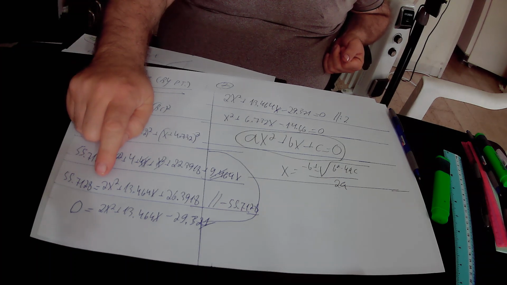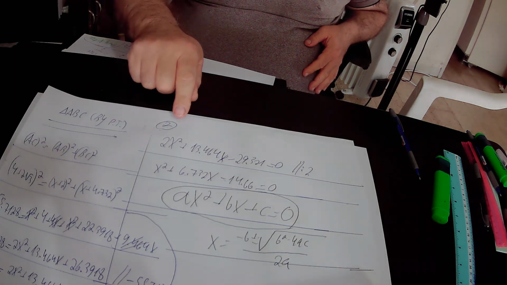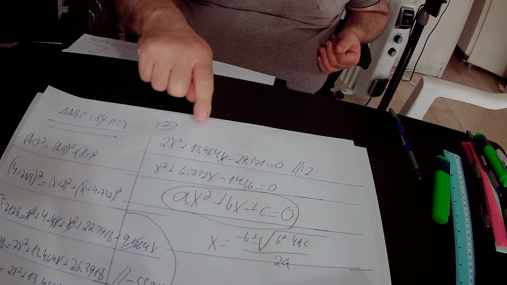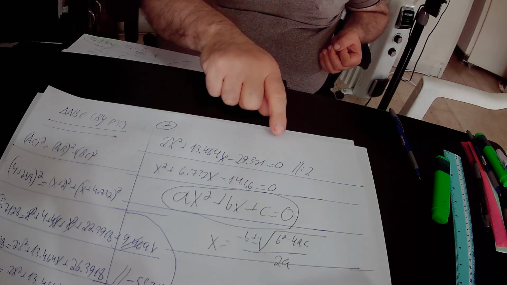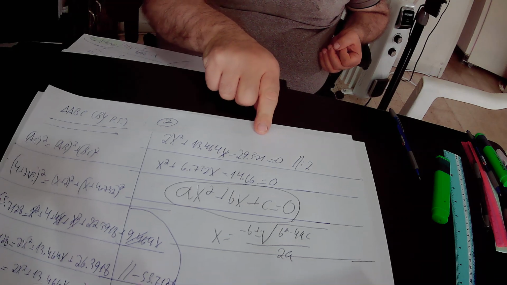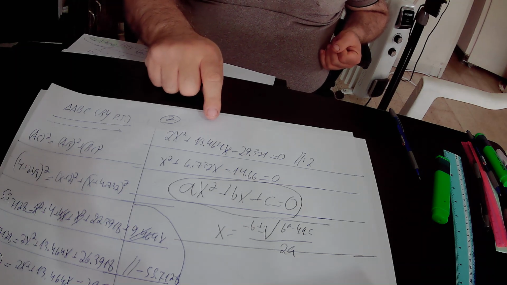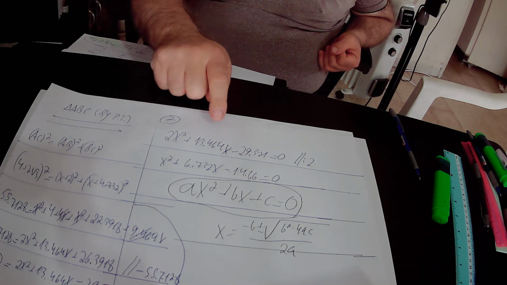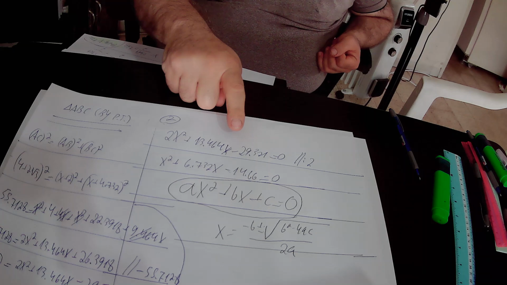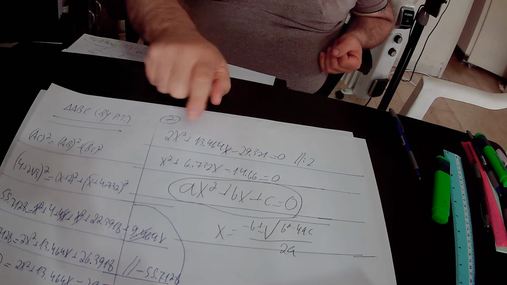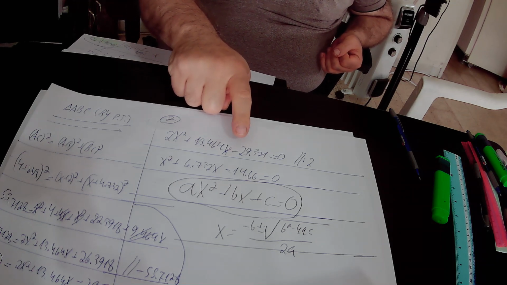We divided this quadratic equation by 2. Here I copied the quadratic equation again: 2x squared plus 13.464x minus 29.321 equals 0. So we divided it by 2 and found that 2x squared over 2 is x squared, 13.464x over 2 is 6.732x, and finally minus 29.321 over 2 is minus 14.66. So in conclusion, x squared plus 6.732x minus 14.66 equals 0.